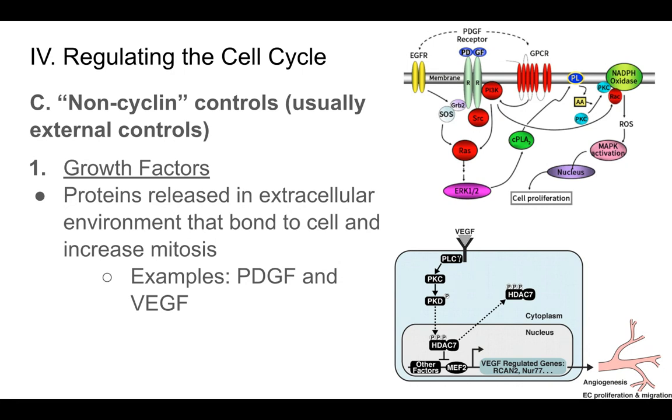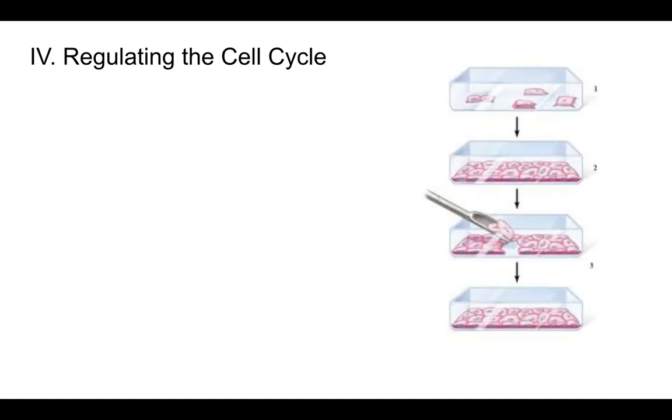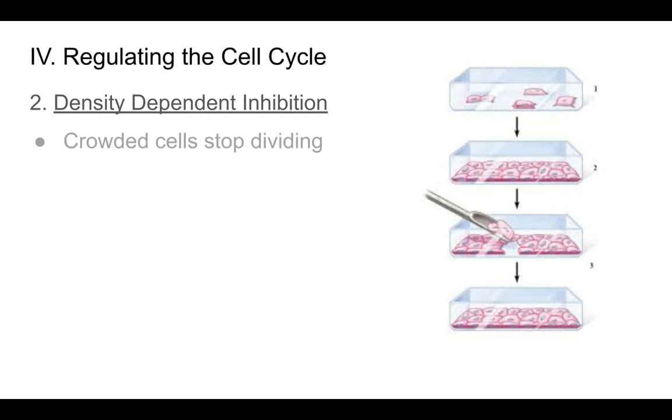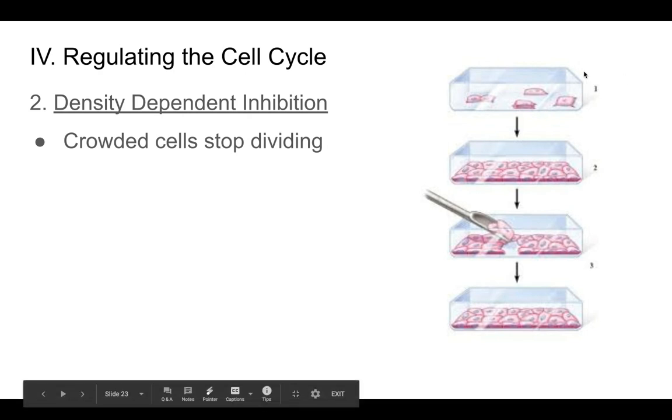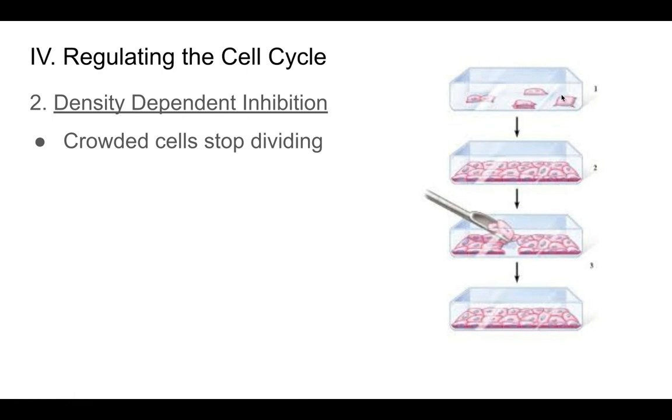So growth factors are an example of non-cyclin controls, external control that when released causes ultimately mitosis, the cell cycle to kick into gear. Another non-cyclin control is called density-dependent inhibition. And this comes from the idea that if cells grow, so let's look at this diagram. You have a few cells. Those cells are going to trigger mitosis until they have grown into a sheet that fully covers this petri dish.